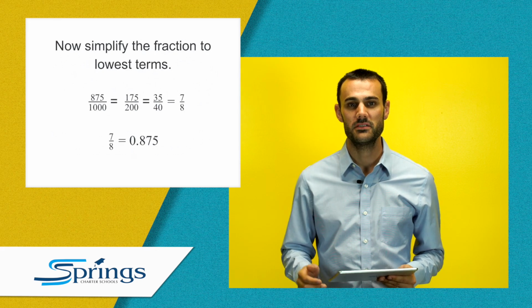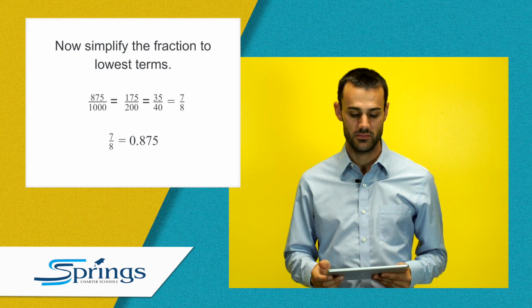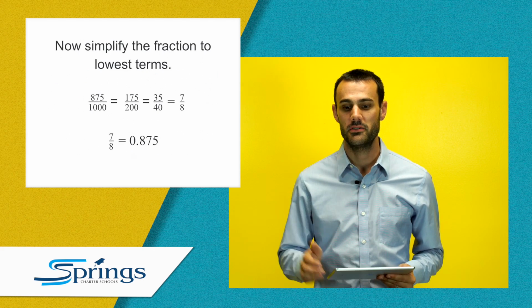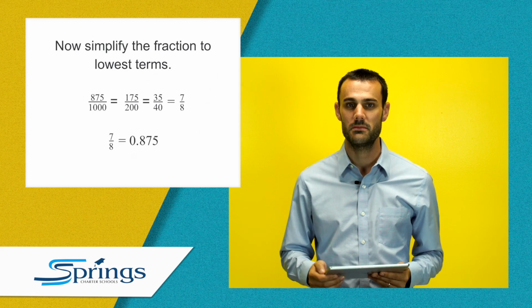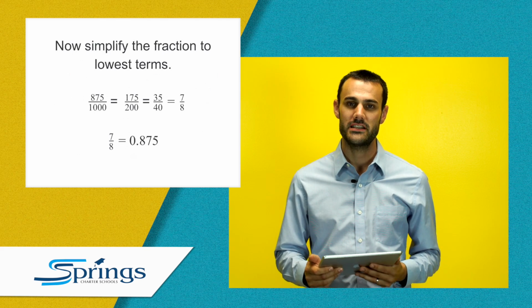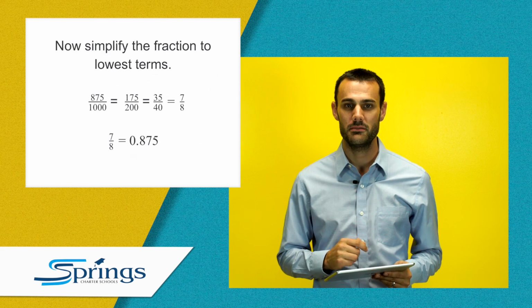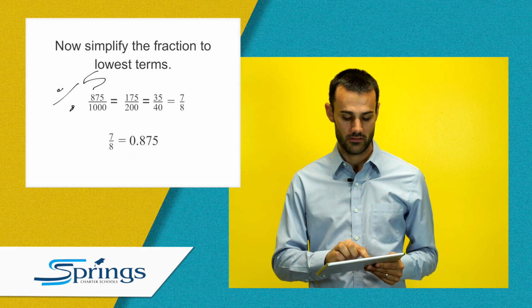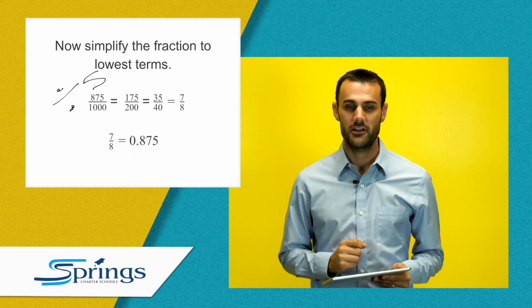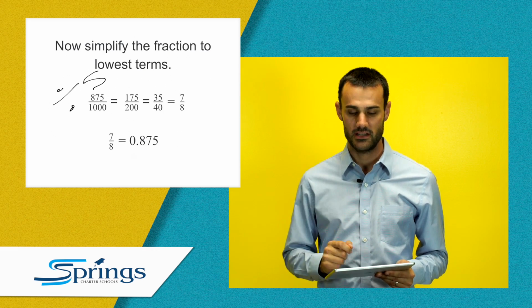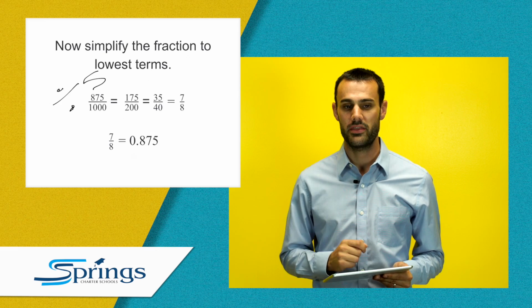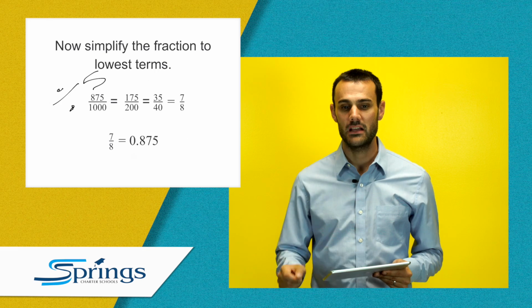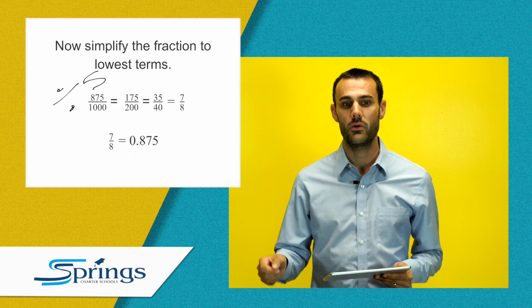Now we have to simplify this fraction, or reduce it to its simplest form. We've been doing this for a long time. Teachers always tell you reduce, reduce, reduce, and we're going to do the same thing here today. 875 over 1,000 can be reduced by dividing both sides by the number 5. 875 divided by 5 gives me 175, and 1,000 divided by 5 gives me 200. We can keep dividing by 5 until we get to its simplest form.